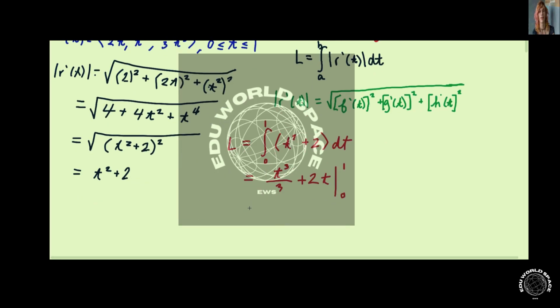Now I want to substitute. So I've got 1 cubed over 3, that's 1/3, plus 2 times 1, that's 2. And then I would subtract 0 cubed over 3, 0, plus 2 times 0, so nothing. And so to finish simplifying this out, I have 1/3 plus 2, that's 1/3 plus 6/3, or 7/3. So the length of this arc is 7/3. And that's how you find that arc length in space.